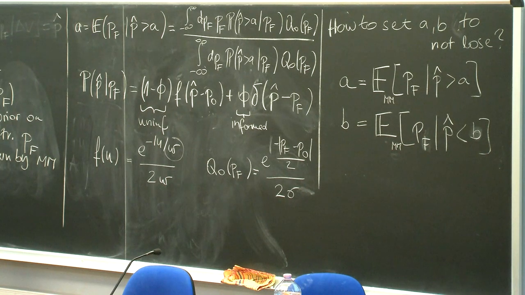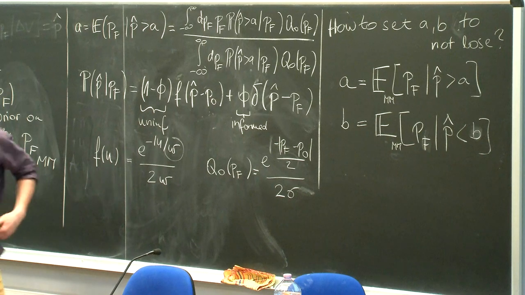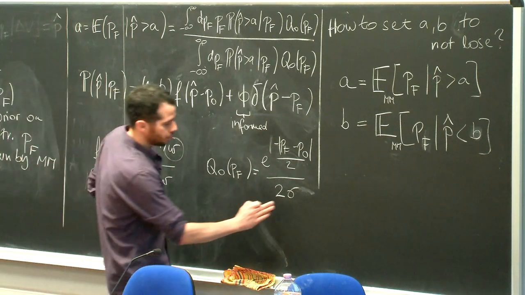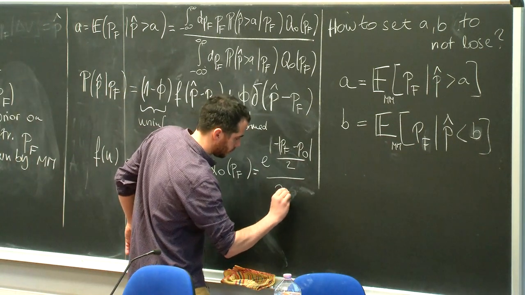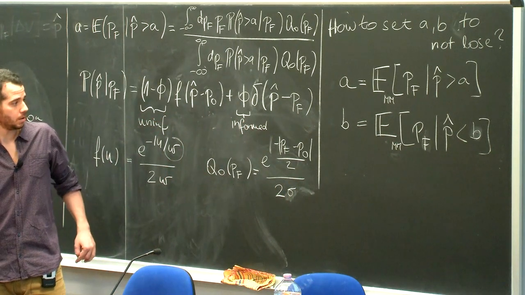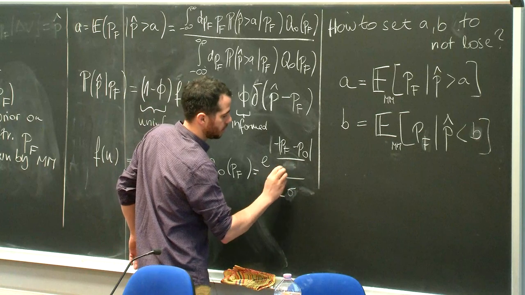Are they not normalized? No, they are like that. Excuse me, is the denominator 2 sigma? 2 sigma. But the exponential is also a 2. Ah, sorry, that's a sigma.